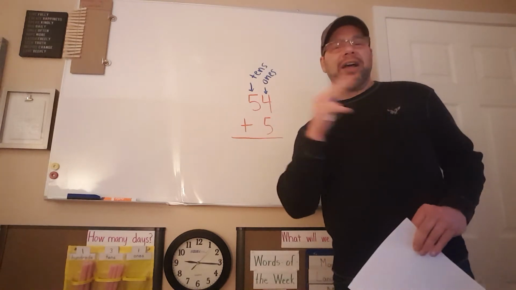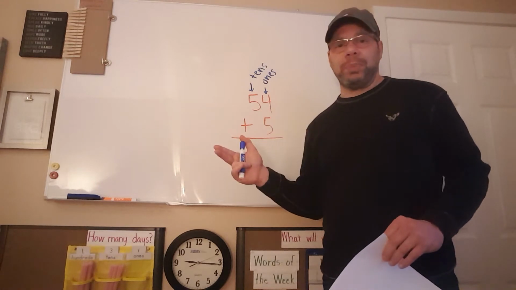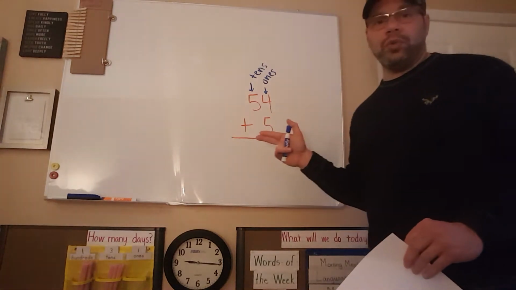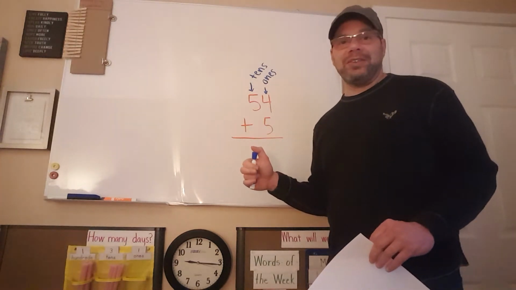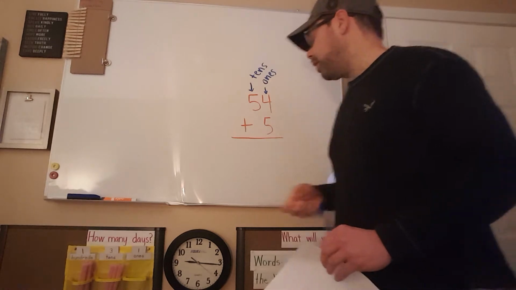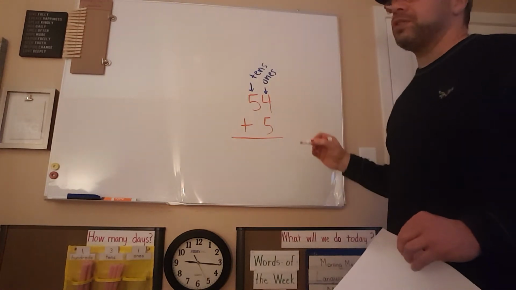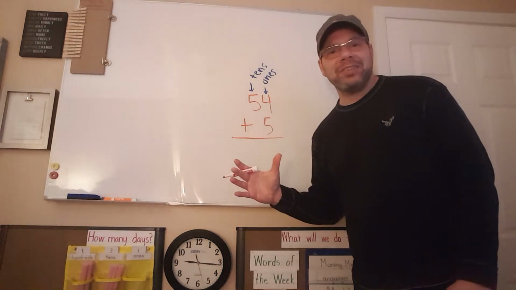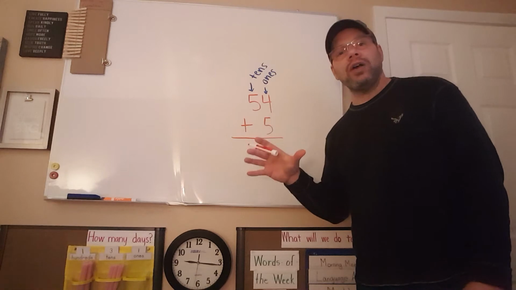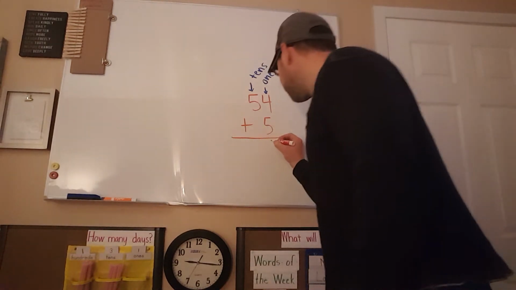Now, we're not going to be doing something called regrouping today. I don't even want to confuse us by bringing up that word. But if we were regrouping with a problem like this, it would be especially important that we start with the ones column. So I'm going to go ahead and add those together. So 4 plus 5. Now, our math facts up to 10, we should be getting really good at. We shouldn't have to pause or hesitate too much with those. So 4 plus 5 is equal to 9.